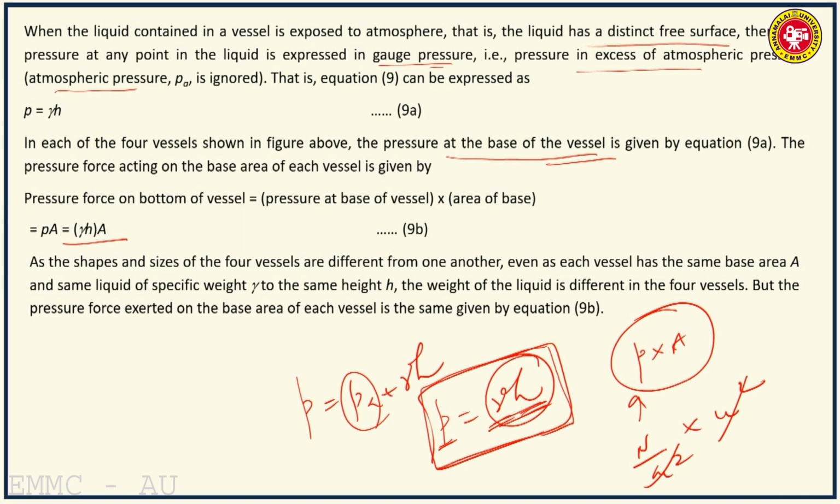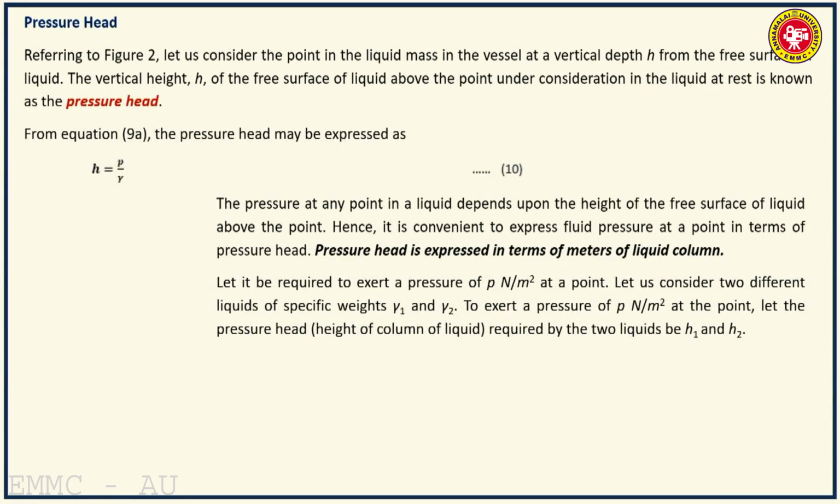As the shapes and sizes of the 4 vessels are different, the volume of liquid is different in each of these 4 vessels. But as each vessel has the same base area and the same liquid of specific weight gamma to the same height, even though the weight of the liquid is different in the 4 vessels because of the different volumes, the pressure force exerted on the base area of each vessel is the same. So that is called hydrostatic paradox.